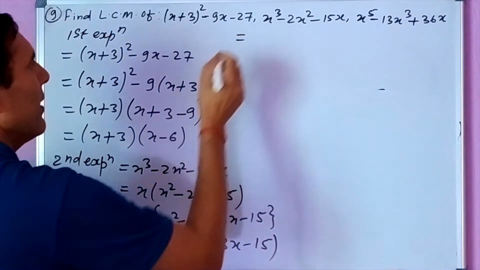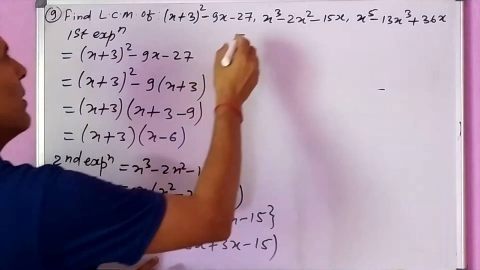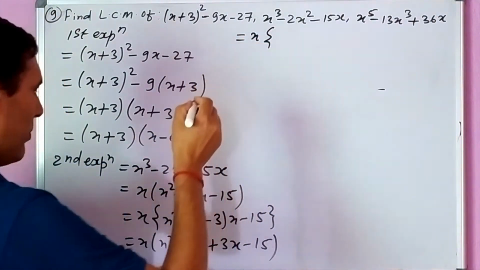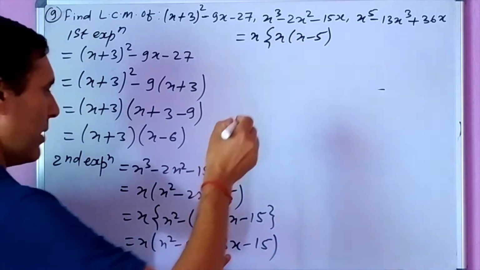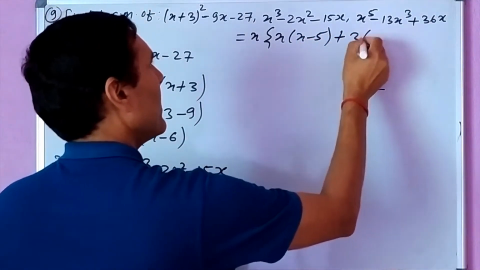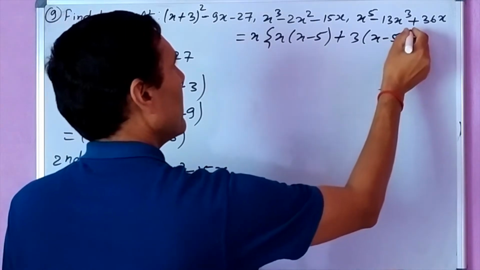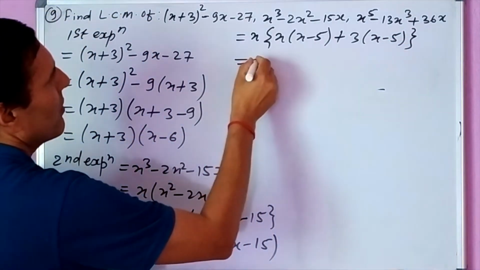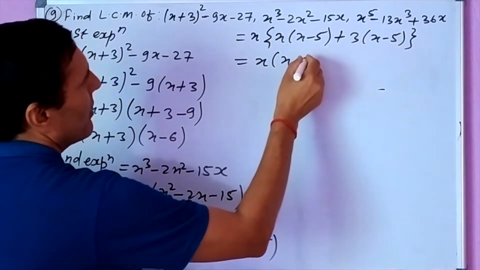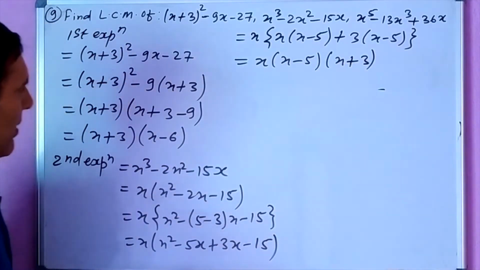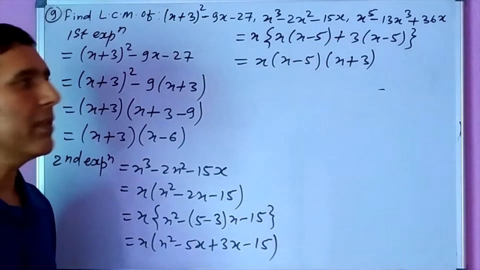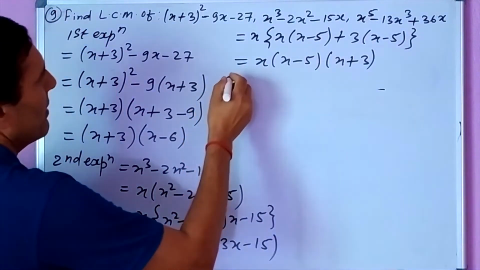I am continuing here. In the first two terms x is common, x − 5 in the two terms plus 3 common. Again we get x − 5 in the bracket. So x times (x − 5)(x + 3) are the factors of the second expression. Now we have the third expression also.